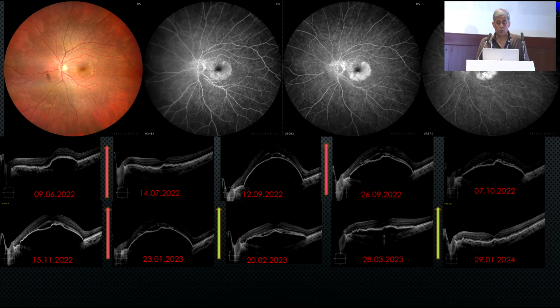This is a patient who's shown an improvement. The green ones show you after we've injected her with Pagenex, and the initial injections were all with Eylea.